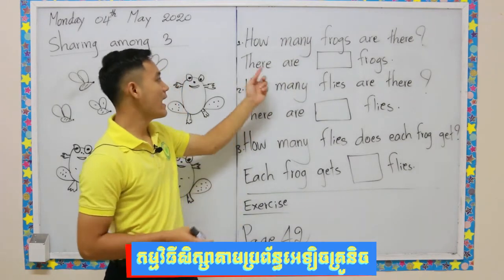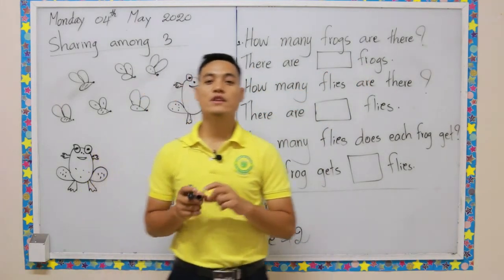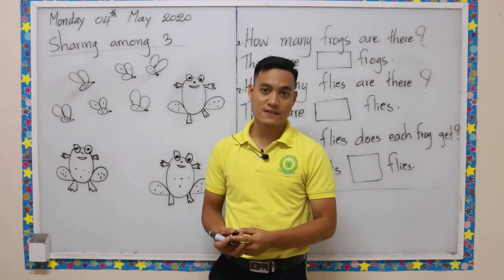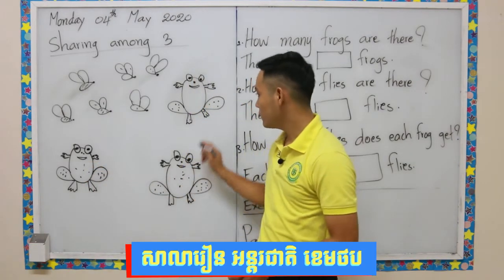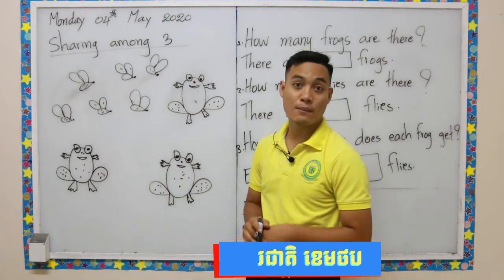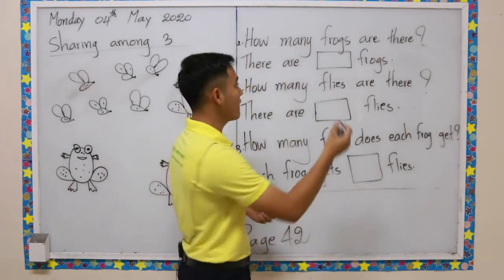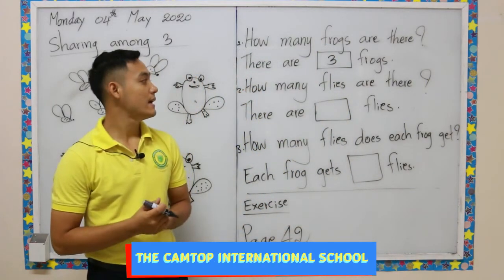So here there are frogs. First, you need to know the number of frogs. How many frogs? 1, 2, 3, right? There are 3 frogs. So you complete the answer over here first. There are 3 frogs.